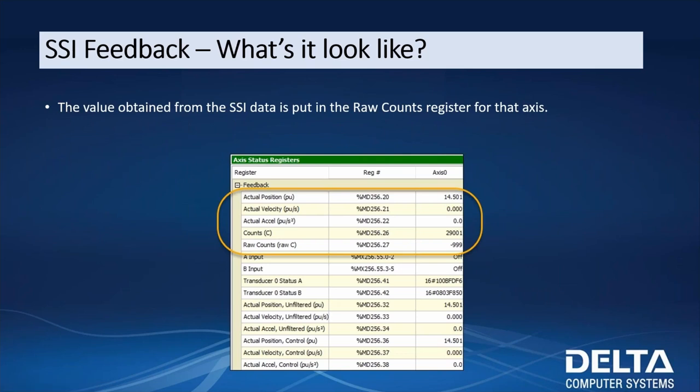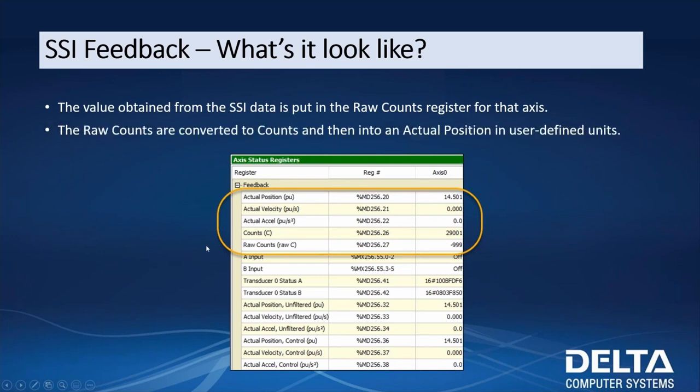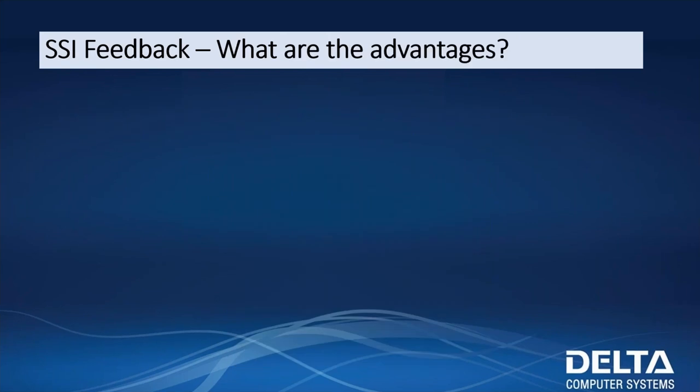So the value obtained from the SSI data is then going to be put into the raw counts register for that axis, and then the raw counts are going to be converted to counts and then into actual position in user-defined units. Now, you don't have to really go through any of the calculations here. We've got a very nice scale and offset wizard that you can go through. Basically, all you need to do is write down the resolution of your transducer and how many bits it's using. Very easy setup. So what are the advantages of SSI?